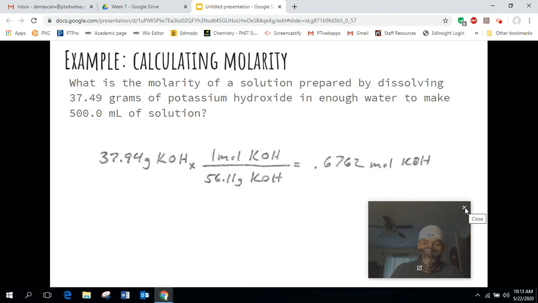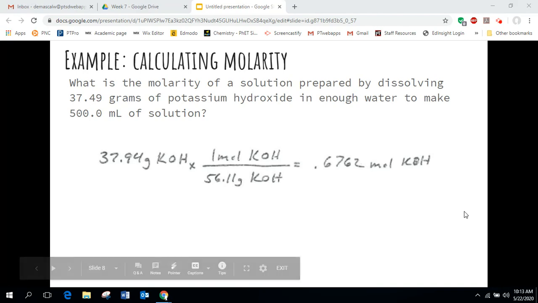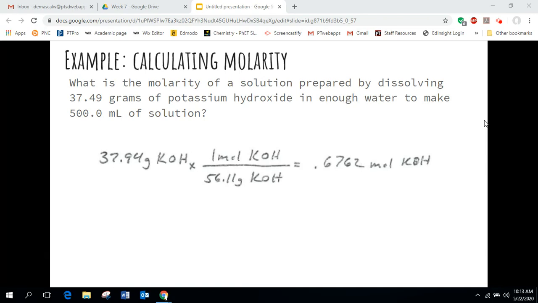Let's go through an example problem of calculating molarity. So our problem would be something like this. What's the molarity? What's the strength of our solution if we dissolve 37.49 grams of potassium hydroxide in enough water to make 500 milliliters of solution? So we know we have to use the molarity calculation. We're looking for molarity, which is abbreviated with a big M.